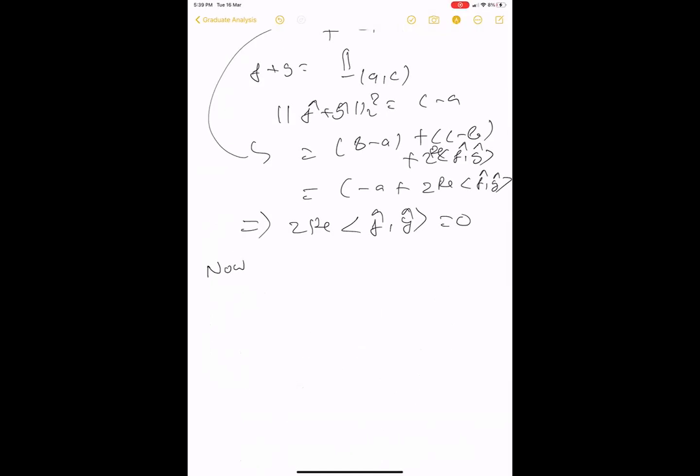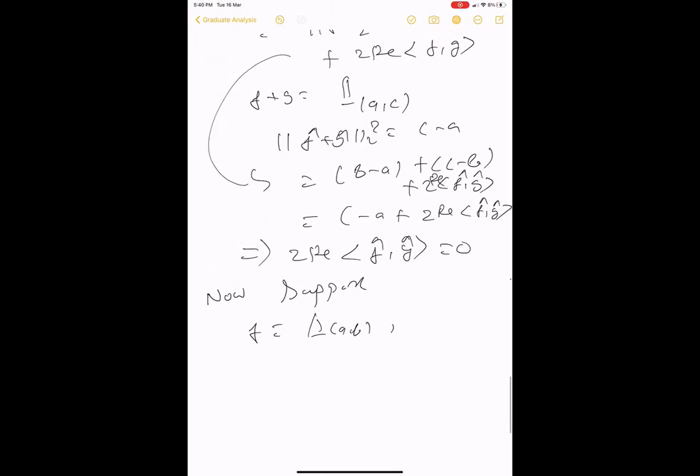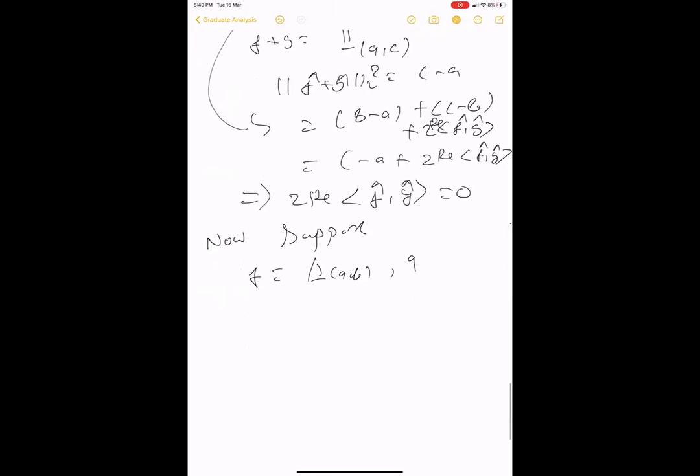Now, suppose f equal to 1 AB. So what we have proved is, if f is of the form 1 AB and g is of the form 1 BC, it starts with B, then the Fourier transform preserves the inner product for this kind of function. That's what we have verified. Now suppose we take some other g equal to 1 CD.